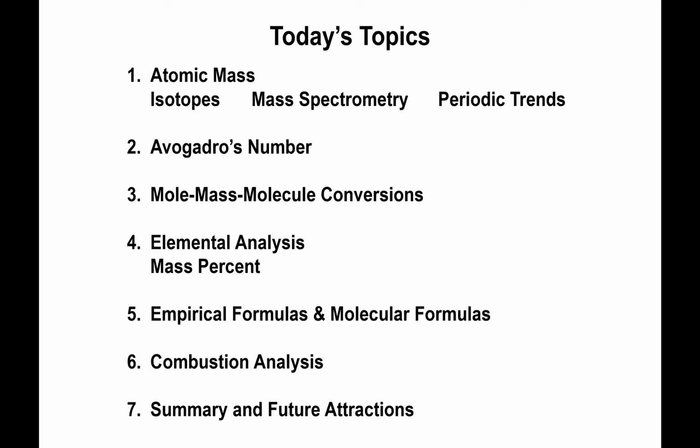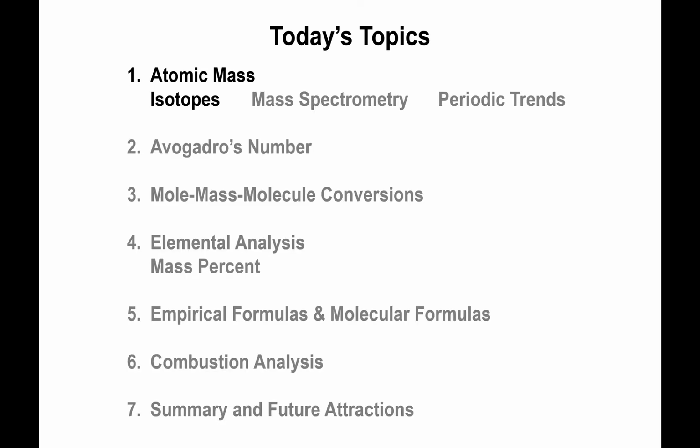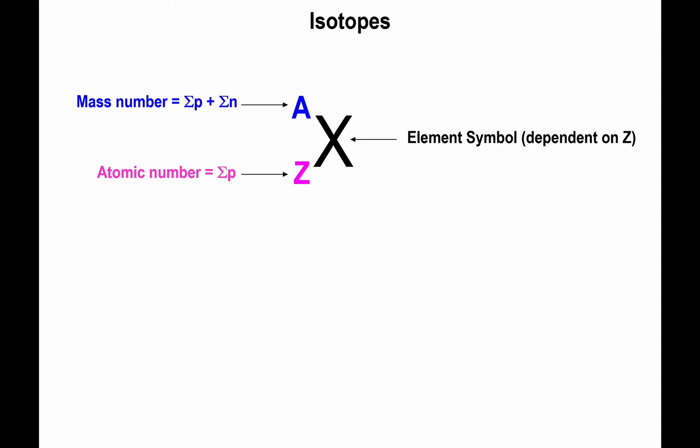Let's talk about atomic mass. You may remember from your previous chemistry courses the discussion of isotopes. Simply put, isotopes are individual elements, individual atoms that have a unique mass number.